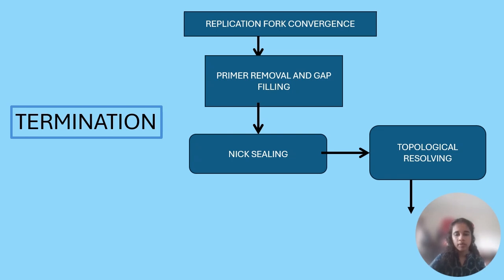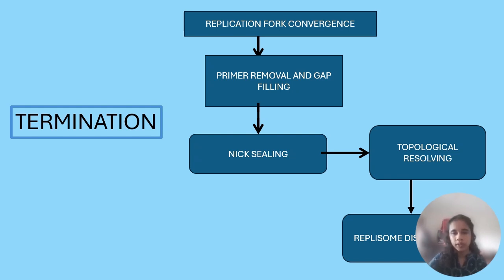Also topoisomerase 4 and 2 help in decatenation, which is basically the process of untangling the intertwined DNA that is there after replication. This is important for circular DNA in bacteria and so on.